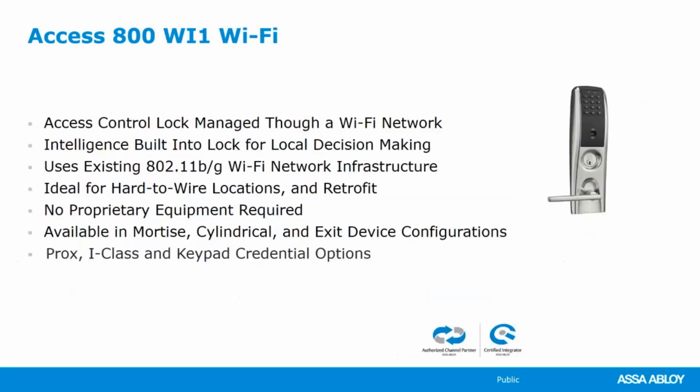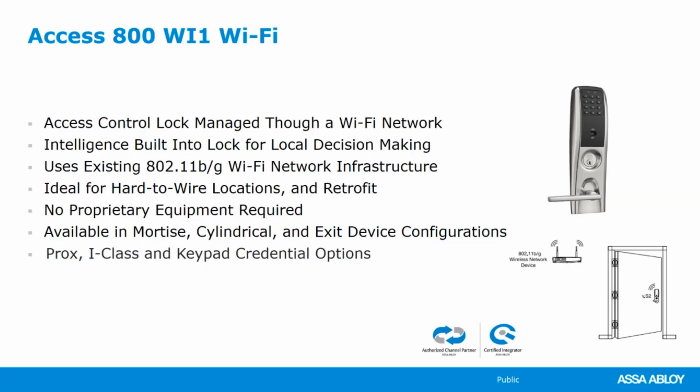We have our Access 800 WI1 Wi-Fi lock. Again, this communicates via Wi-Fi, your existing building network. You do not have to add infrastructure. I talked about our PoE a second ago. There's nobody else that offers a PoE lock. There are security and access control vendors that are using PoE, power over Ethernet, for cameras and for some other things, but ASSA ABLOY is the only lock manufacturer that is utilizing PoE, to my knowledge. Wi-Fi. There are other manufacturers that have a Wi-Fi lock, but they require you to put in a specific dedicated Wi-Fi network for that lock.